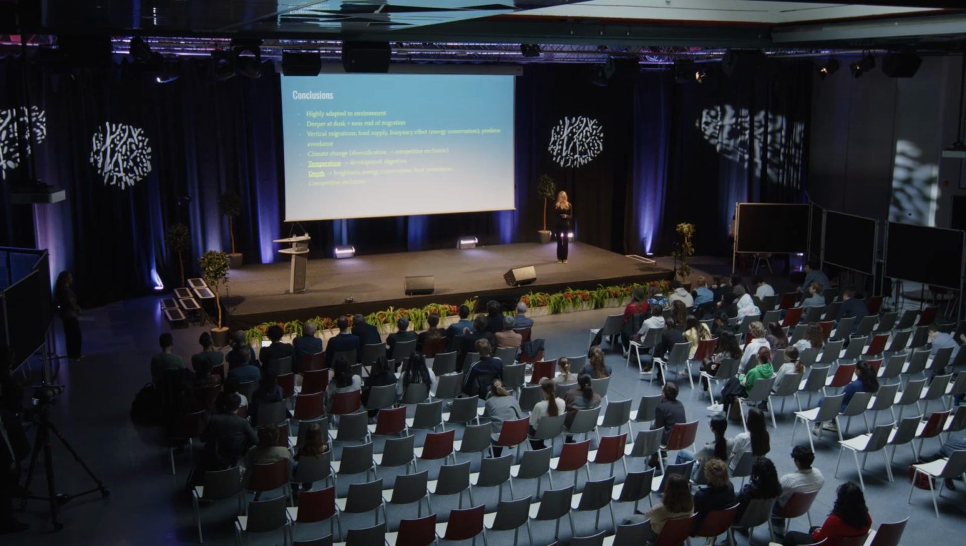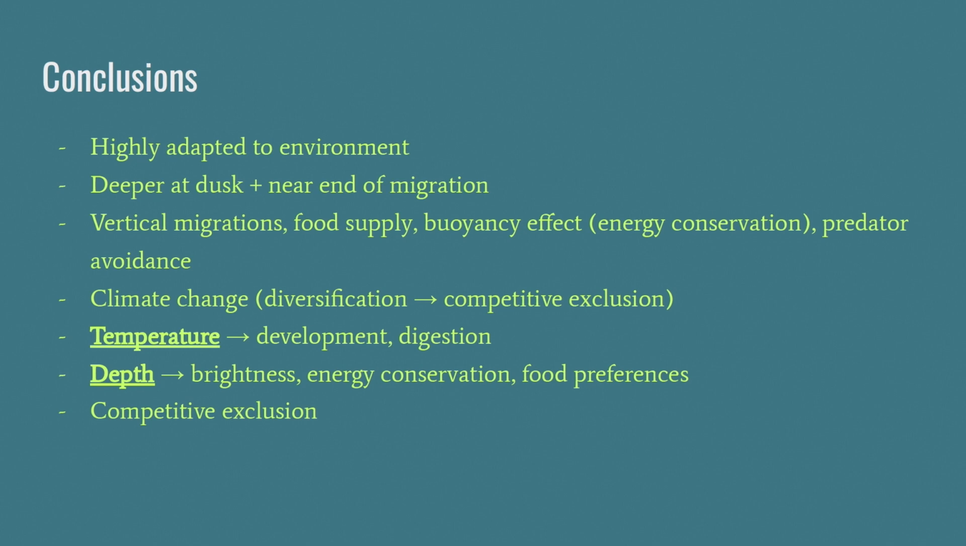So from this, we can take that the fish are highly adapted to their environment. They go deeper at dusk and near the end of their migration. They perform vertical migrations, since temperature and depth affect their food supply, buoyancy, and predator encounters. This will cause the fish to vertically migrate, and this will cause a more or less influence from these factors. So climate change is very important when we look at this field, because of the diversification in the area, as well as this will result in competitive exclusion for the sea trout that are native to this environment.